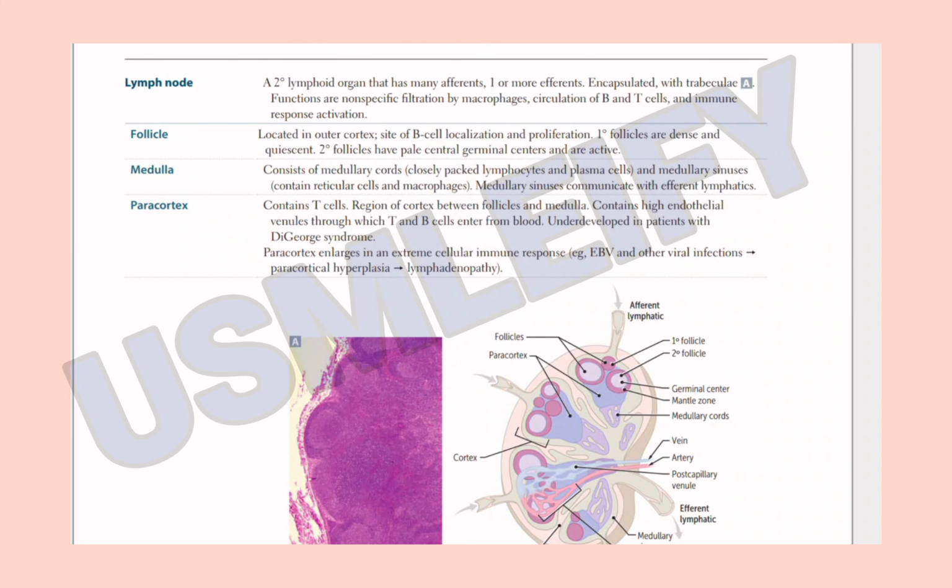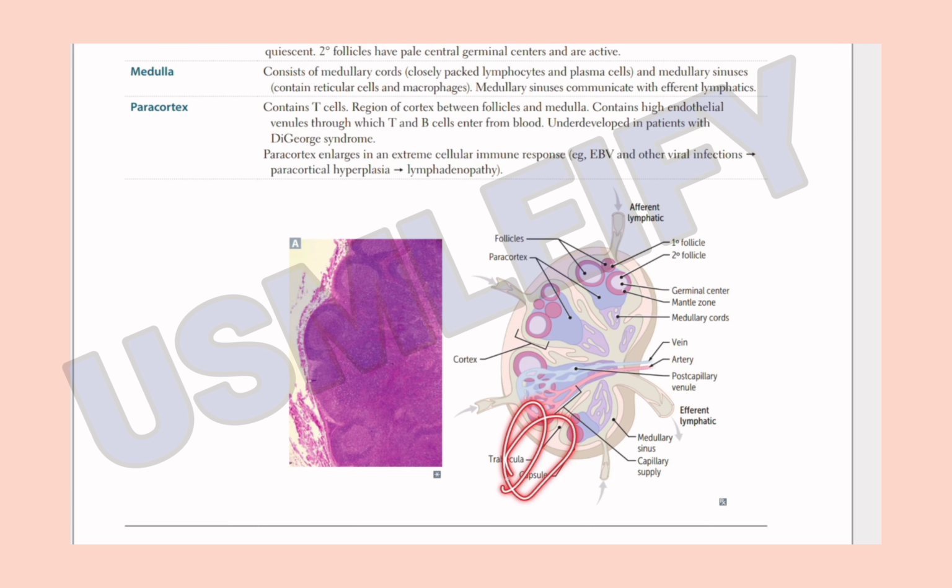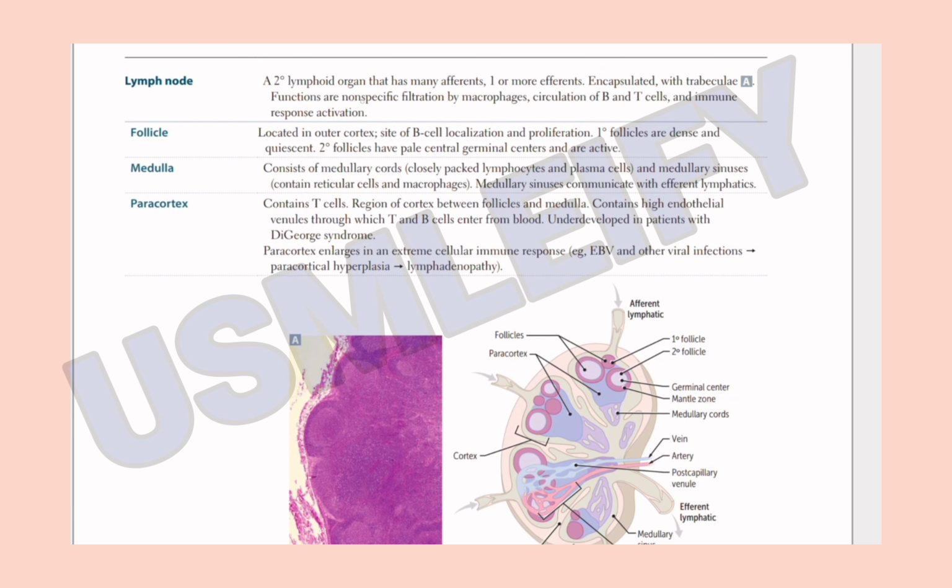Let's talk about the lymph node and its structure. The lymph node is a secondary lymphoid organ. It has many afferents, which are the arrival points, and one or more efferents. It is encapsulated and has trabeculae, which are projections inward from the capsule. Its functions are non-specific filtration by macrophages, circulation of B and T cells, and immune response activation.